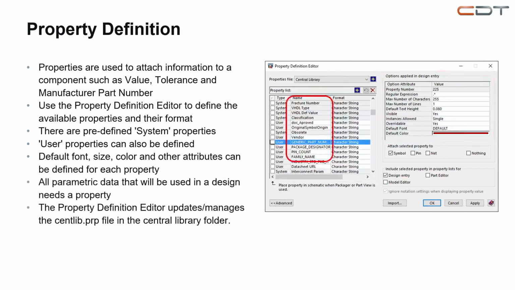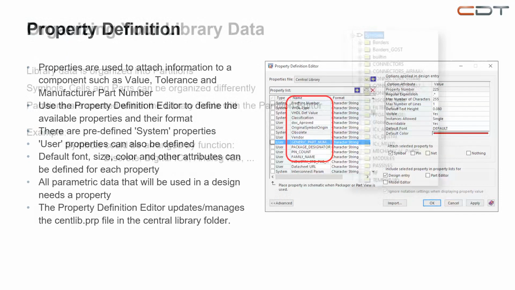All parametric data that will be used in design is a property, so the property definition editor will update and manage the centlib.prp file in the central library folder.